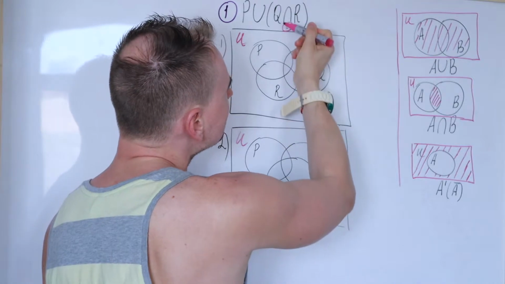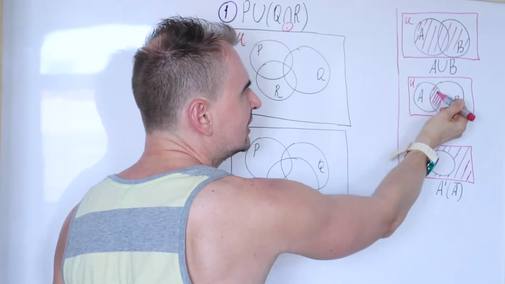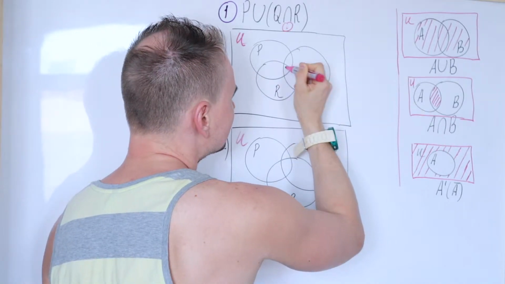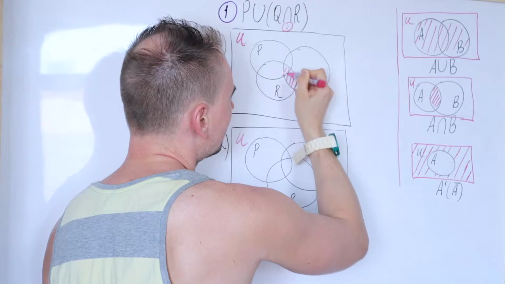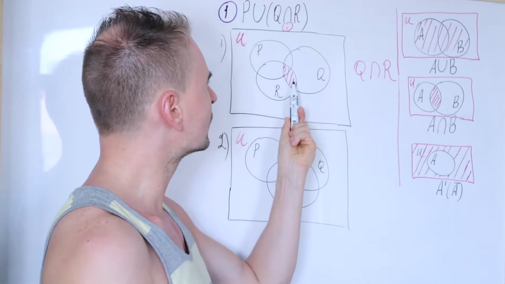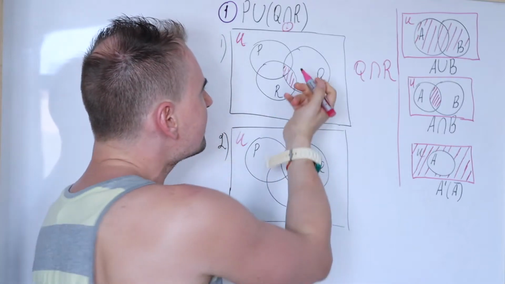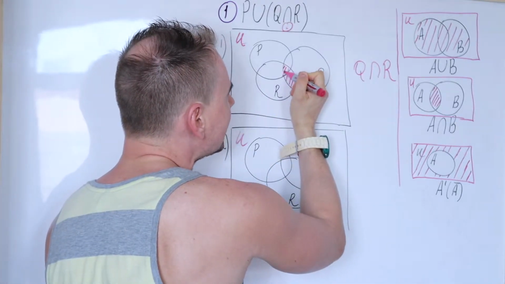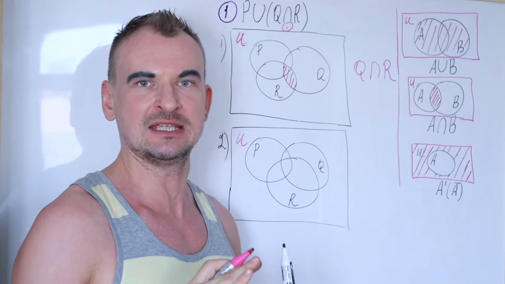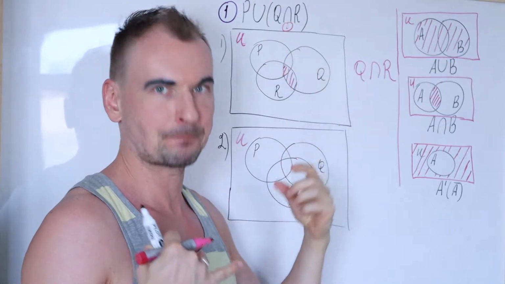So we are going to intersect Q and R, and since for intersection we need to highlight the common part, for Q and R it's going to be this part. This is the intersection of Q and R. So this is our first part. If you can notice, we also highlighted a little bit of a chunk of set P. But again, we don't care at this point because we need to intersect Q and R regardless of set P.